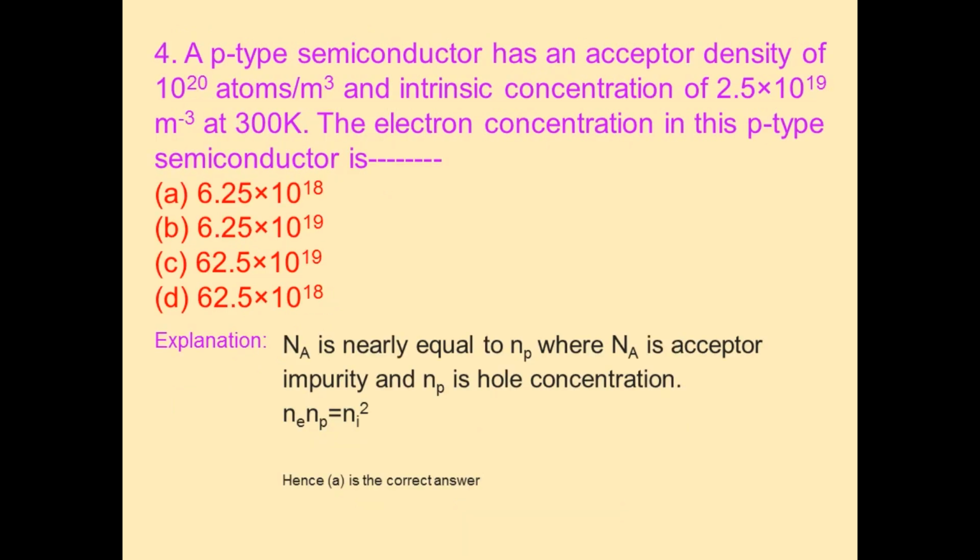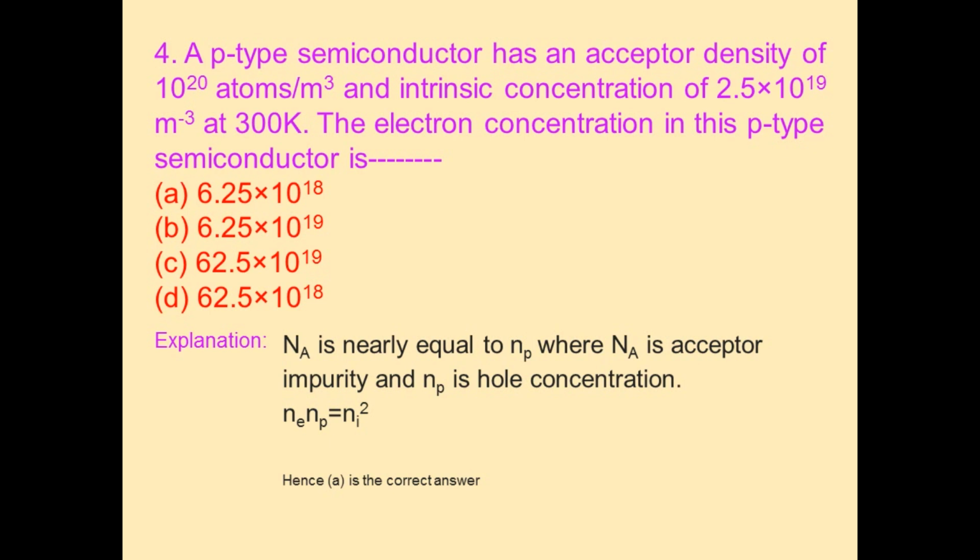Next, fourth one. A p-type semiconductor has an acceptor density of 10 power 20 atoms per meter cube and intrinsic concentration of 2.5 into 10 power 19 atoms per meter cube at 300 Kelvin. The electron concentration in this type is.